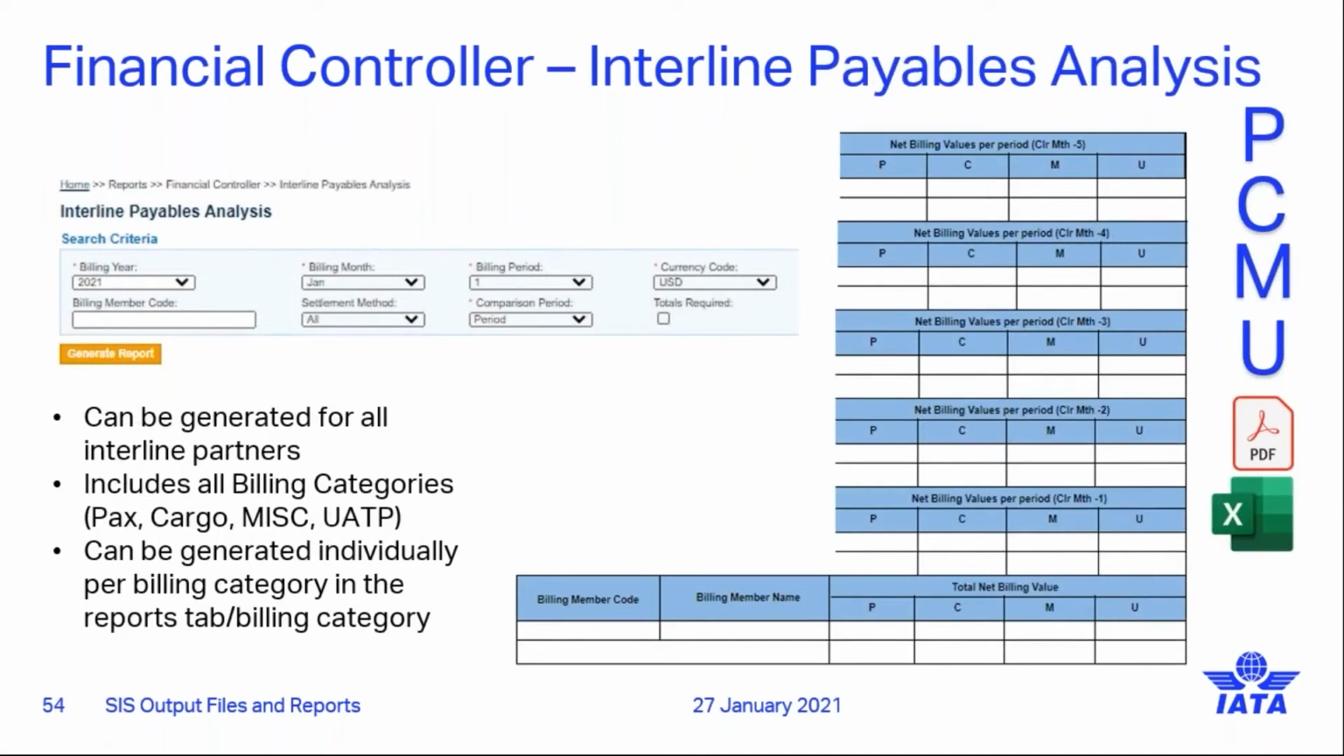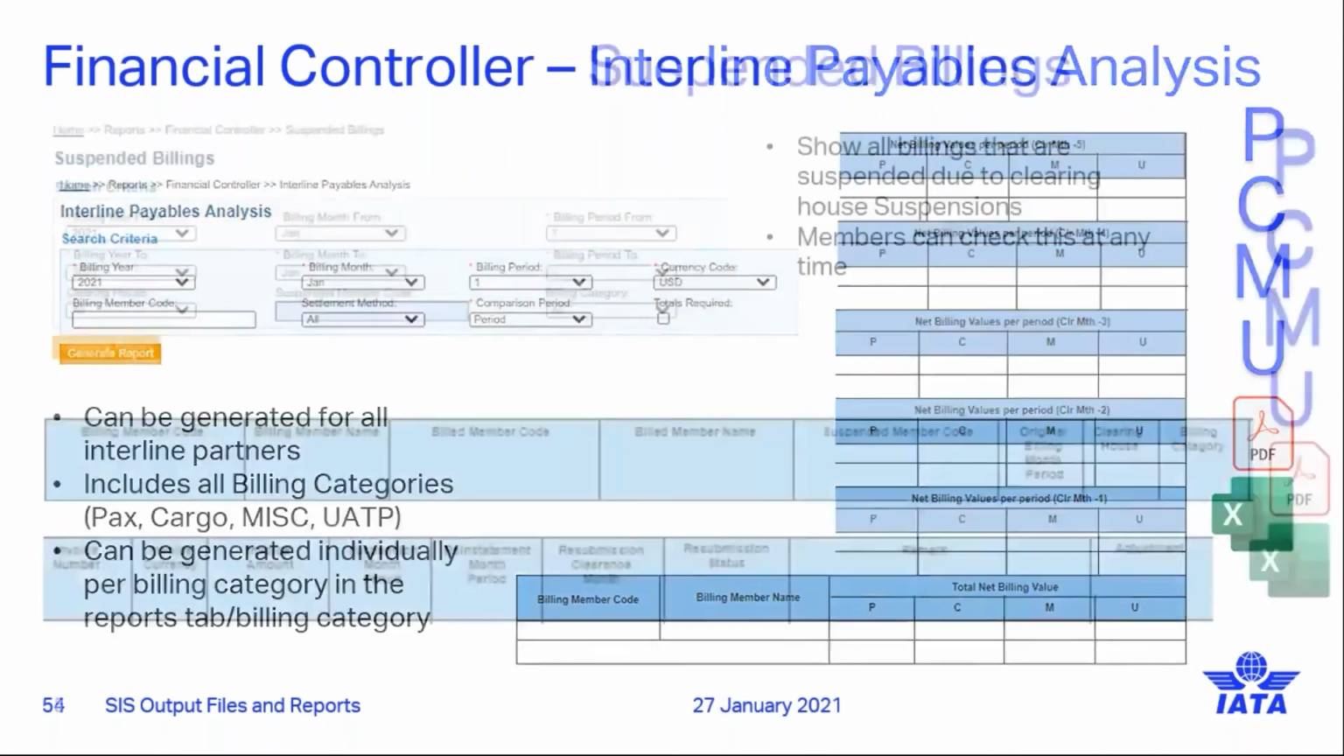Continuing on to the next report in the Financial Controller, we take a look at the interline payables analysis. Like the previous report we just saw, this can be generated individually per billing category when you specify into that under the Reports tab. But here on the Financial Controller, you get a generic and broad overview. This report provides a breakdown of payables per billing category for each billing member per period. This is an excellent tool to see who bills you the most for each billing category.